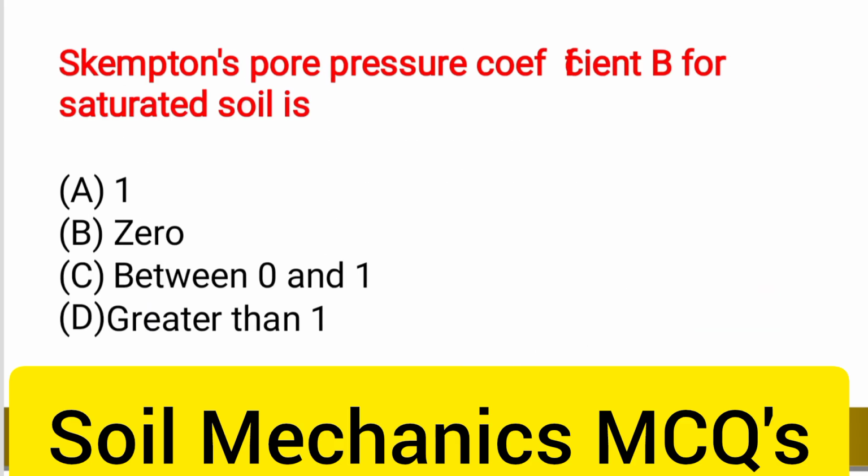Next question, Skempton's pore pressure coefficient B for saturated soil is option A 1, option B 0, option C between 0 and 1, option D greater than 1. So the correct answer is option A 1.